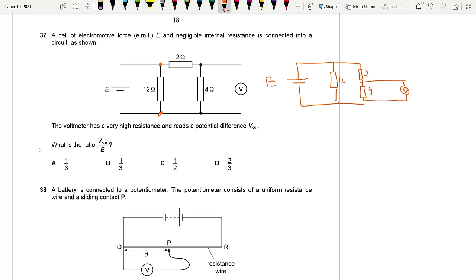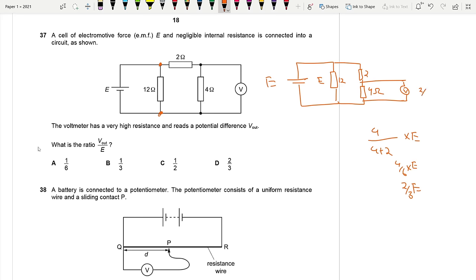So, let's try to get the gist, right? This 12 ohm resistor will be getting the whole EMF E. But 2 and 4 combined will be getting E, but 4 will not be getting E. We can actually find out how much of E this 4 ohm resistor gets. How? Potential divider. 4 divided by 4 plus 2 into E. How much is that? 4 by 6 into E, or 2 thirds of E.